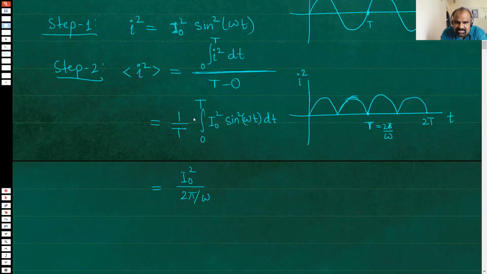Okay. So this I naught square has come outside. Now we have integration of simply sine square omega t dt from 0 to capital T. That means 0 to 2 pi by omega. Now I'll do this integration.